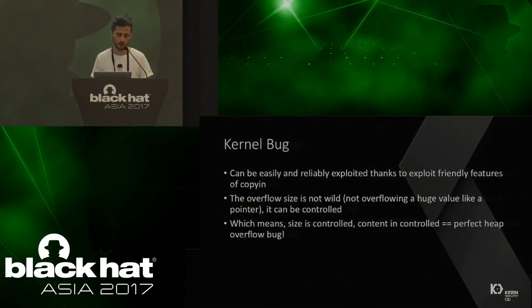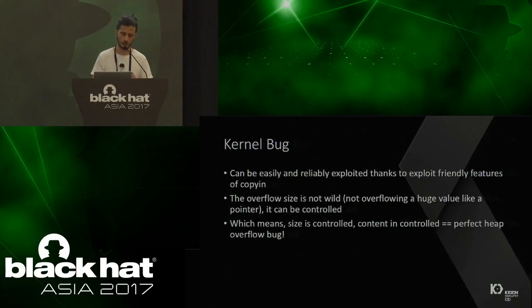So it turns out that it's quite easy to trigger, and it can be easily and reliably exploited because copy-in has some very nice feature, which is actually quite common in kernel in this kind of function that copies from user mode to kernel mode. Basically, if copy-in encounters an unmapped page, it will stop the copy, but still it would have copied some content.